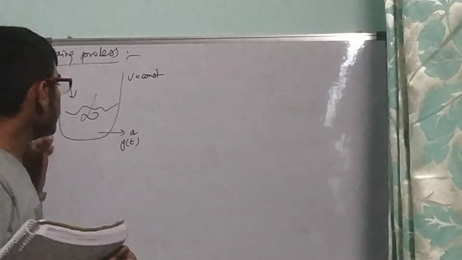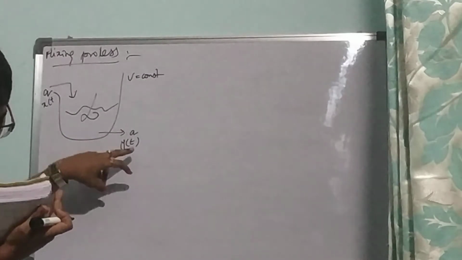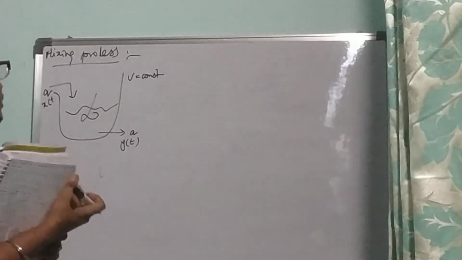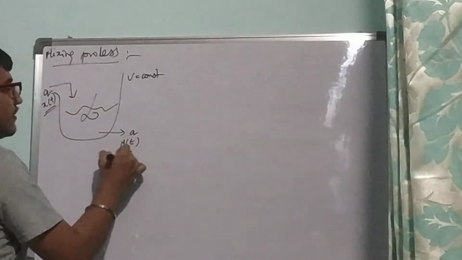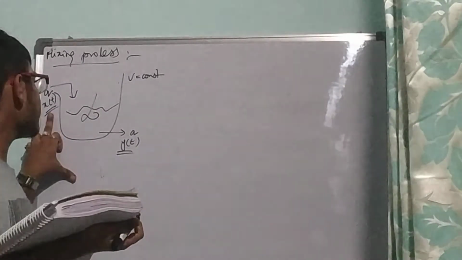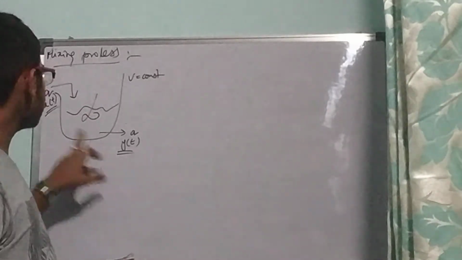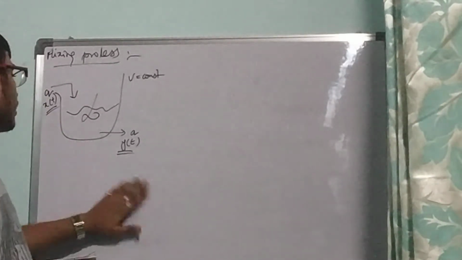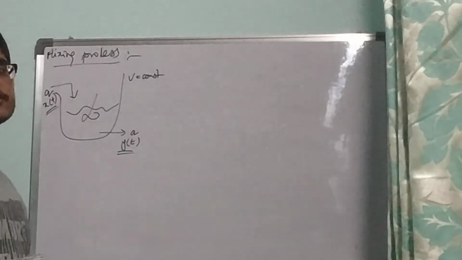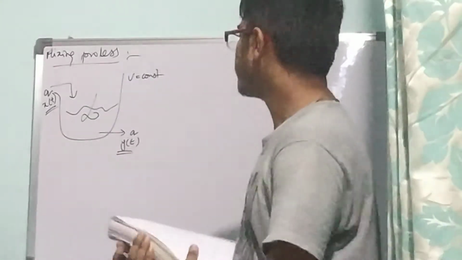Here the volumetric flow rate is entering at a flow rate Q and leaving at a flow rate Q. But its initial concentration is x of t, and the final concentration is y of t. So now we have to derive the relation between final and initial concentration. So we have to find y of s by x of s, the transfer function in this case.